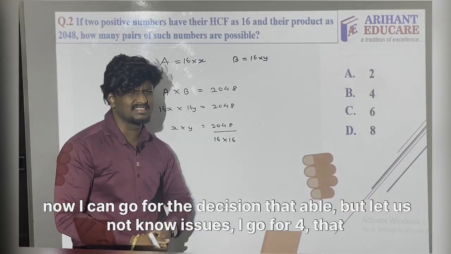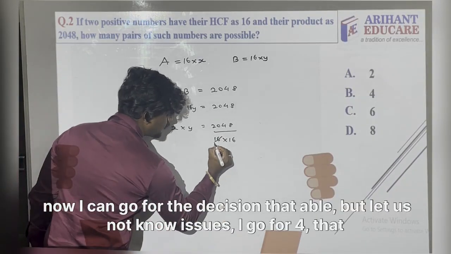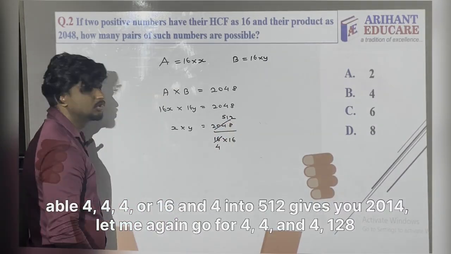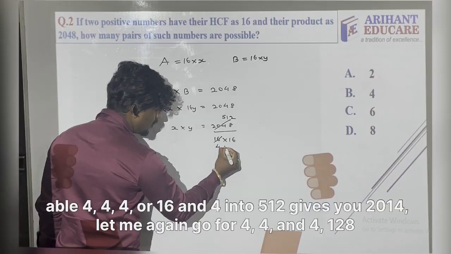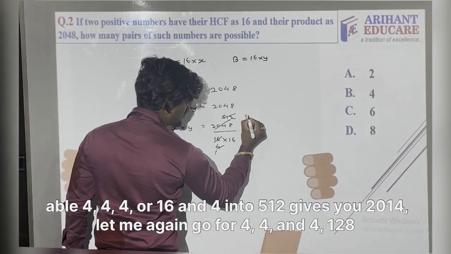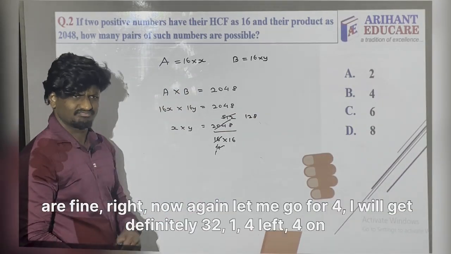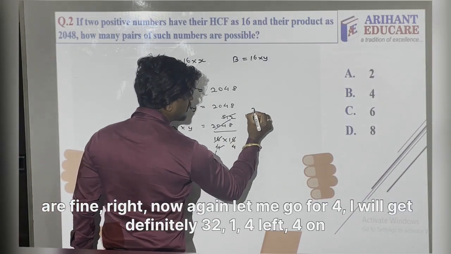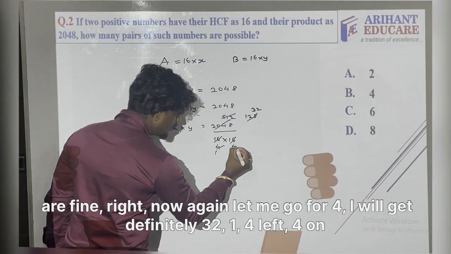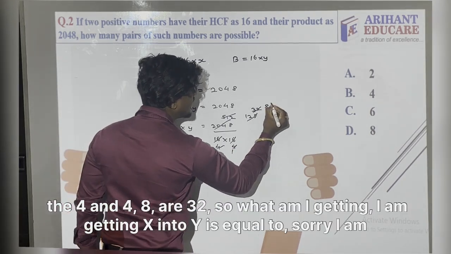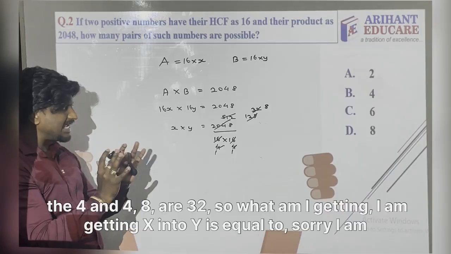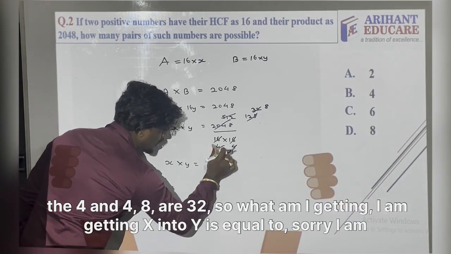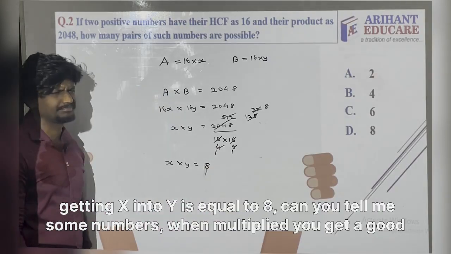Now, I can go for directly 16 ka table, but let's go slow, no issues. I'll go for 4 ka table. 4 4s are 16 and 4 into 512 gives you 2048. Let me again go for 4. 4 ones are 4 and 4 128 are 512, right? Now, again let me go for 4. I'll get definitely 32. 1 4 left. 4 ones are 4 and 4 8s are 32. So what am I getting? I'm getting x into y is equal to 8.